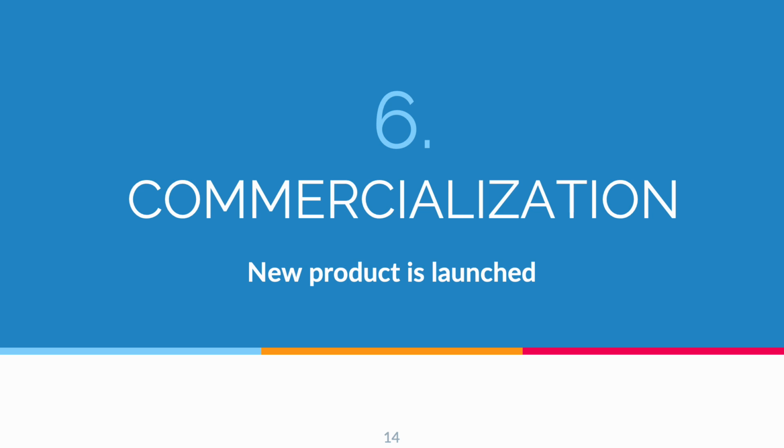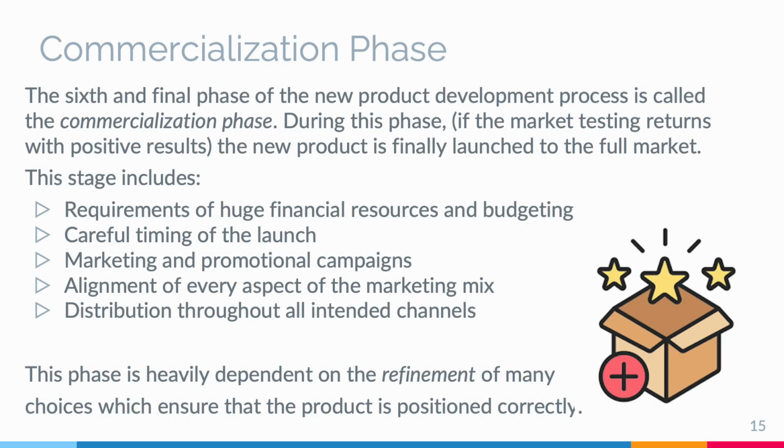Commercialization. New product is launched. The sixth and final phase of the new product development process is called the commercialization phase. During this phase, if the market testing returns with positive results, the new product is finally ready to launch to the full market. The stage includes requirements of huge financial resources and budgeting, careful timing of the launch. For example, if a company was letting out a swimwear line, they wouldn't want to release it in December. Rather, they would want to release it at the beginning of the summer.